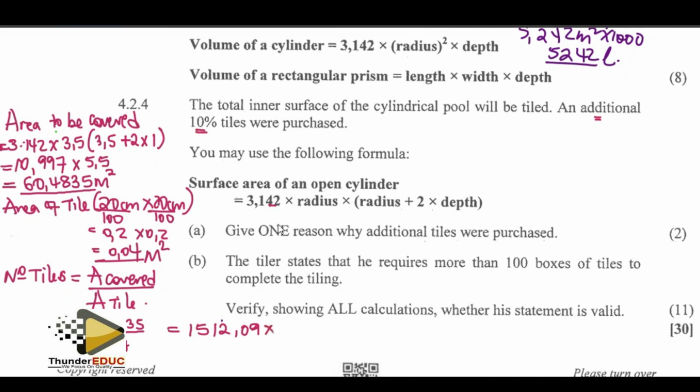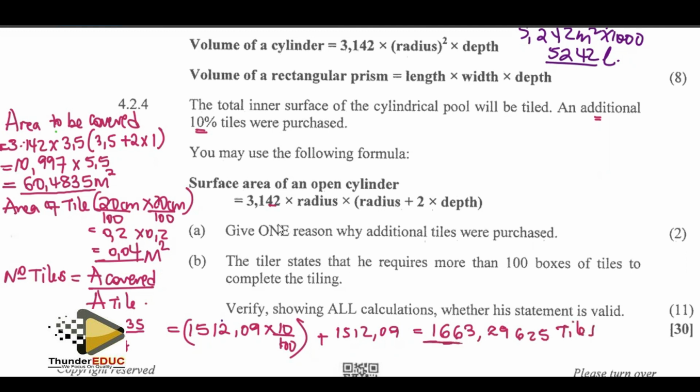So we multiply by 10 over 100 plus, so you end up having the answer as, these are tiles.